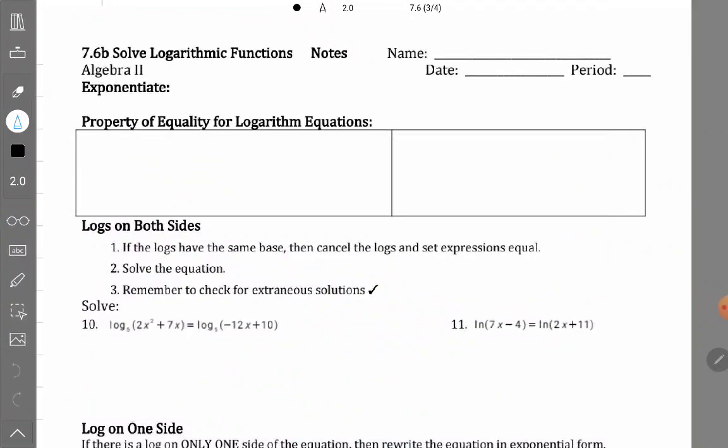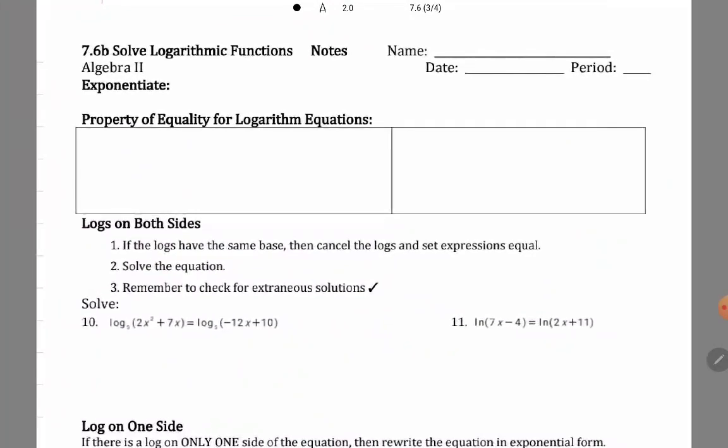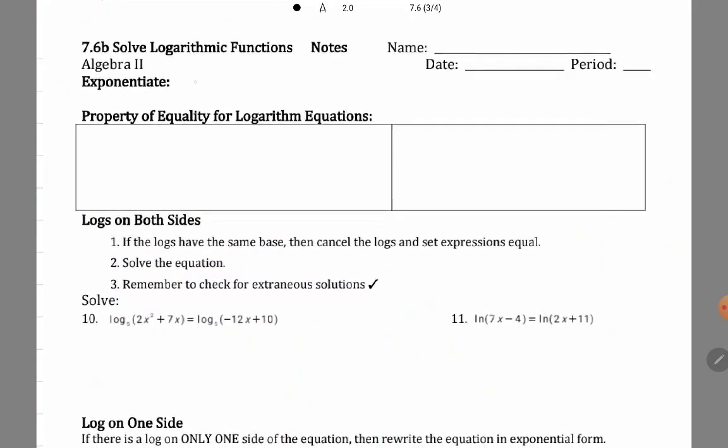Exponentiate. Oh, that's the word I was looking for. I've been telling people to base both sides. But basically, you rewrite both sides of an equation for the same base.